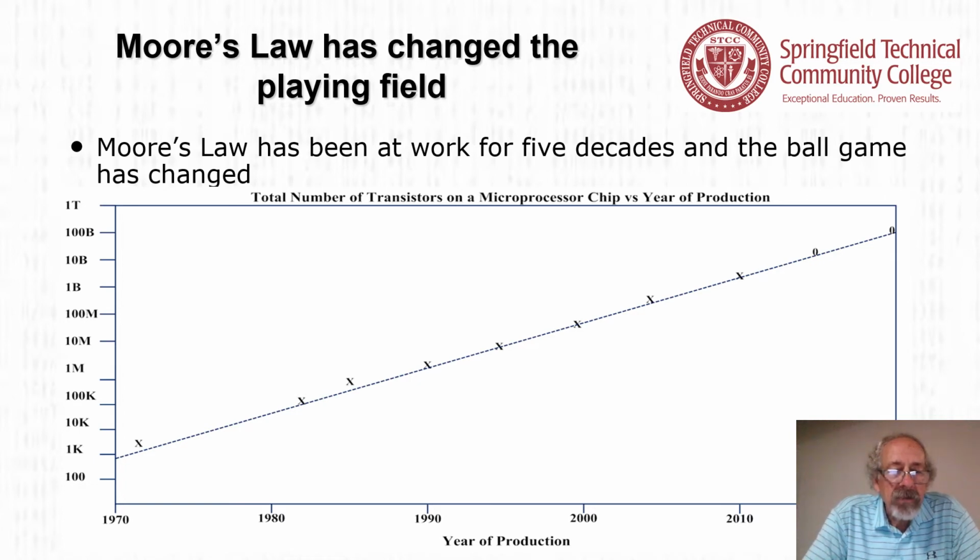On the left-hand side, you see the number of transistors on a chip, starting down there at 100, going up to 1 trillion, the very top. So we're up at the 100 billion. We're past the 100 billion at this point in time. This is the total number of transistors on a microprocessor chip versus year of production. So actually, in memory terms, for flash memory, we have exceeded that a long time ago.